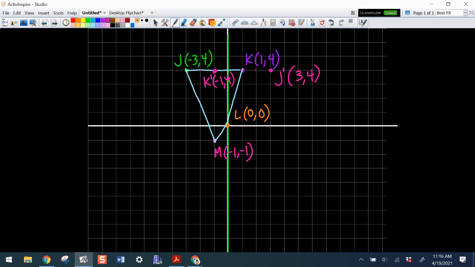Now L, again, is on the line of reflection, so L and L prime are going to be in the same location. And last, M prime. I'll use a different color so you can see it. M was located 1 unit to the left of the line of reflection, so M prime has to be 1 unit to the right of the line of reflection, at 1, -1. So it kind of flipped, and it's still kind of overlapping itself. That's because part of our image was already across the line of reflection itself. But that is a reflection across the line x equals 0, or in this case, the y-axis.